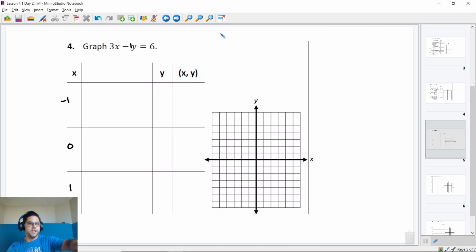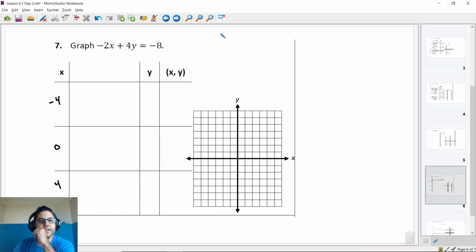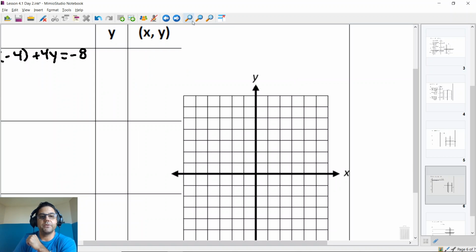So remember on this one, just substitute -1 for your x's. Ooh, we're going to do this one. I think this will be a good one. Number 7. All right, x is -4. So I'm going to say -2 multiplied by -4 plus 4y is equal to -8. Remember, I'm just taking the equation given to me right there.